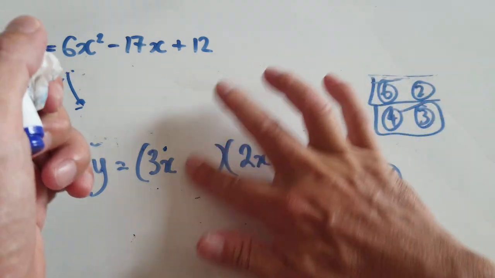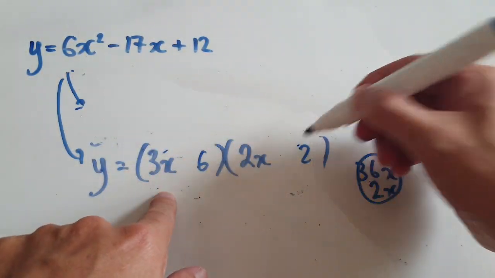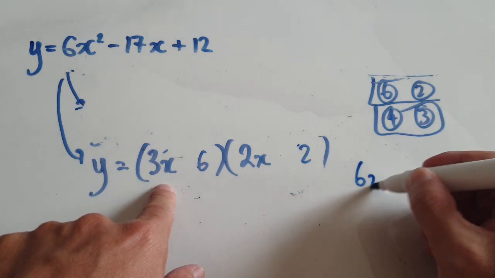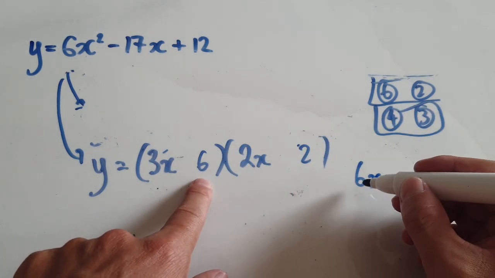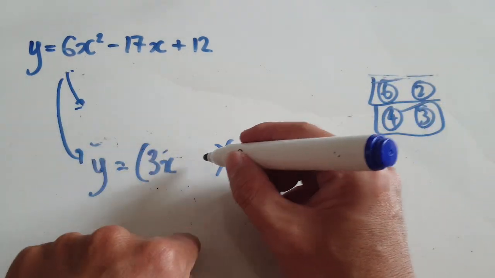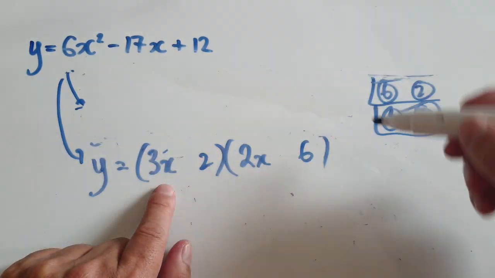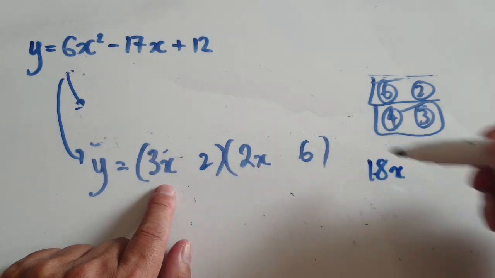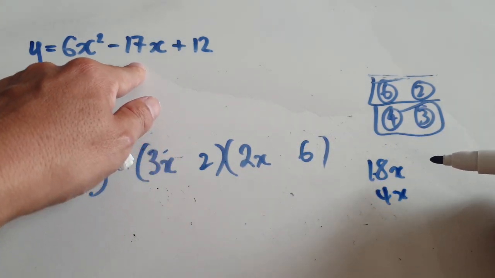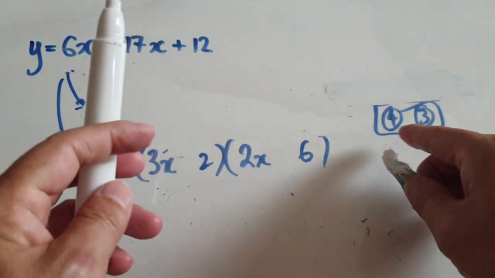And then now consider the next one. 6 and a 2. This times this would be 6x. This times this would be 12x. You can't create 17. Let's switch them around. 2 and a 6. So now this times this would be 18x. This times this would be 4x. No way can you create 17. So this is totally useless. So it must be a 4 and a 3.